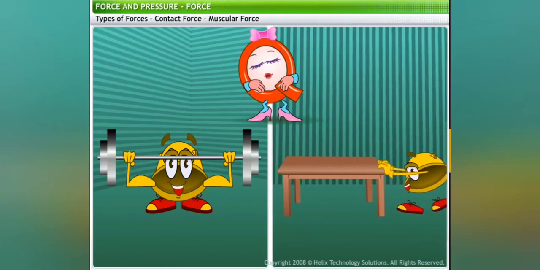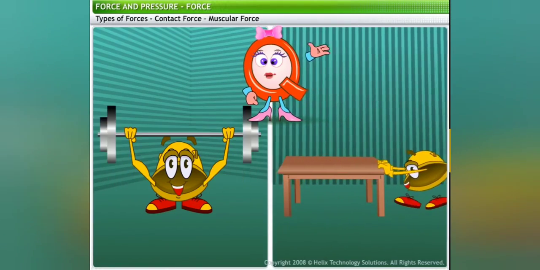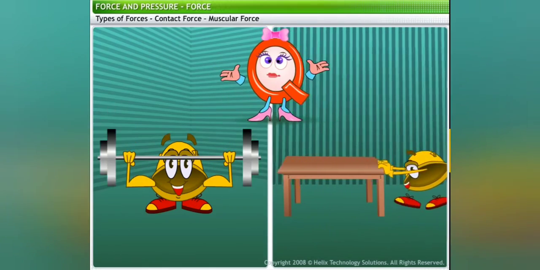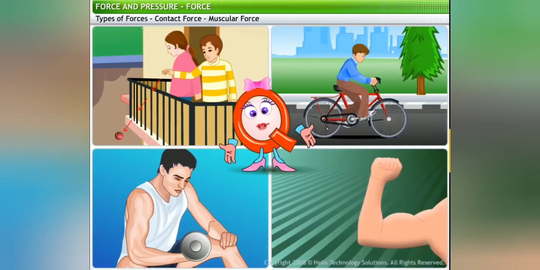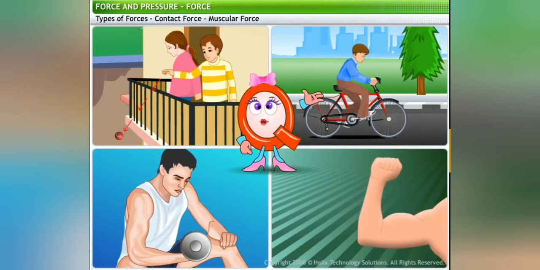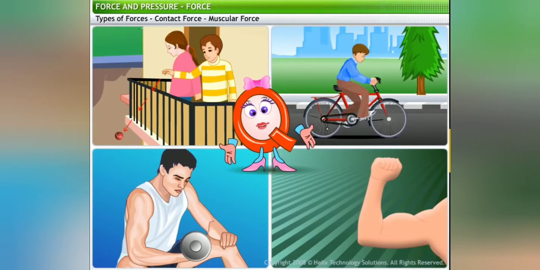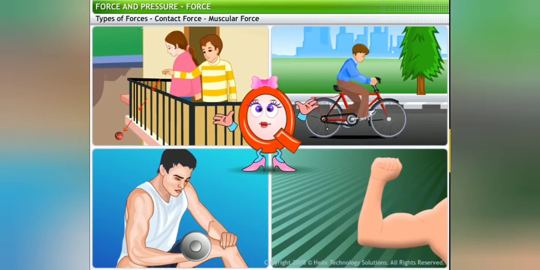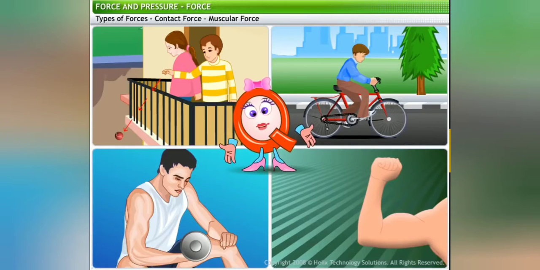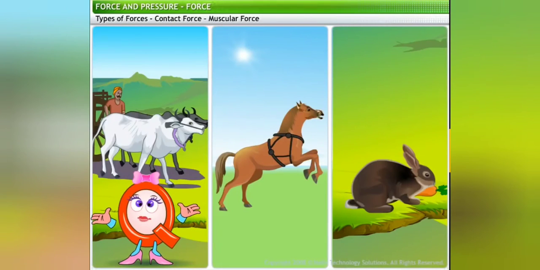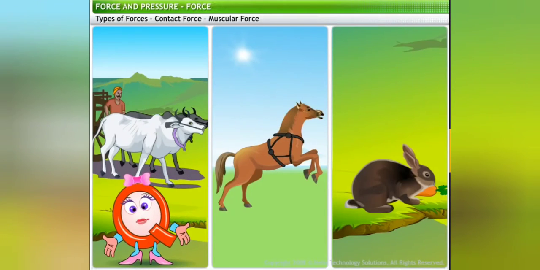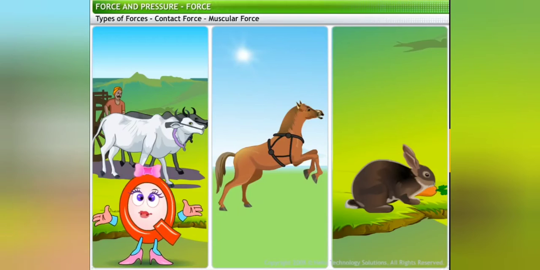Muscular force enables us to perform all activities involving the movement or bending of our body. Muscular force is involved in all your actions. For example, when you throw a ball, ride a bicycle, or lift weights. But it's not limited to human beings. You see animals walking, galloping, or eating. All these actions also involve muscular force.